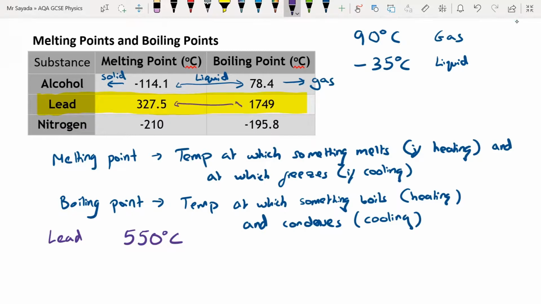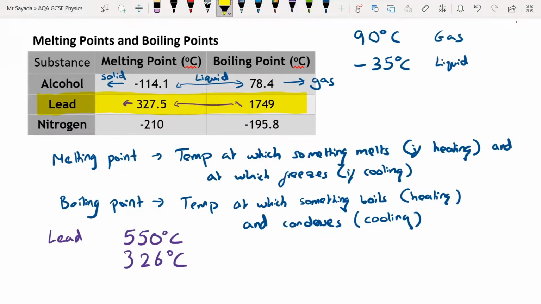What if the lead was at a temperature of 326 degrees Celsius? Solid, liquid, or gas? Say your answer to the video now. So the lead would be a solid because that's below its melting point.